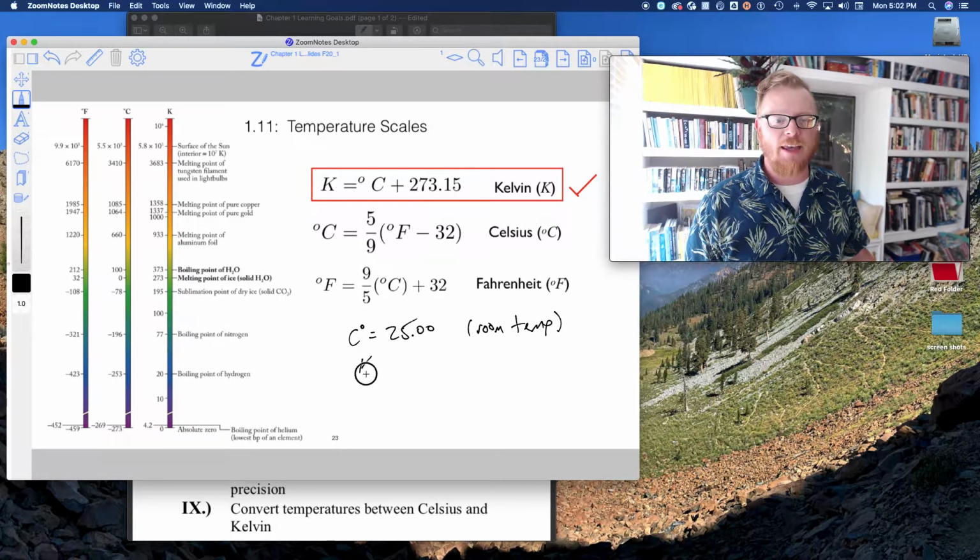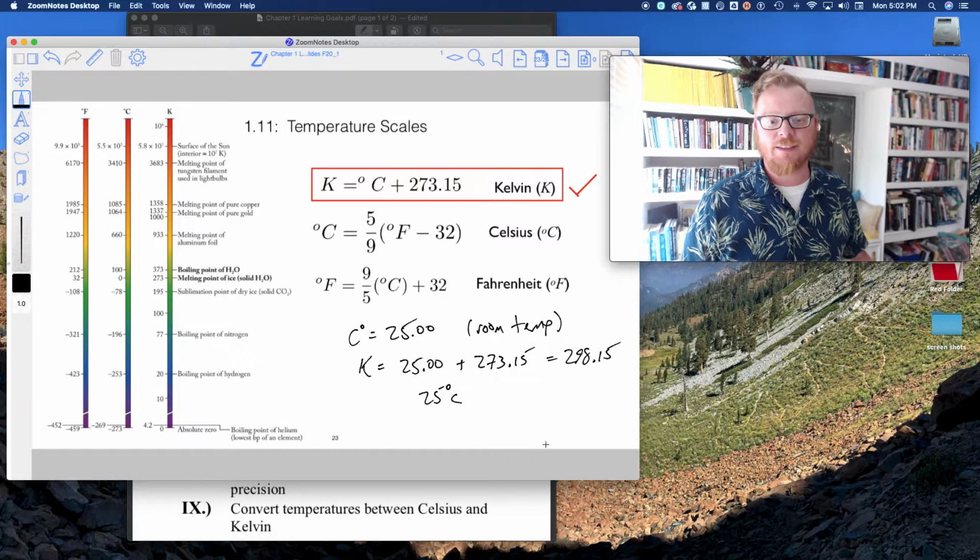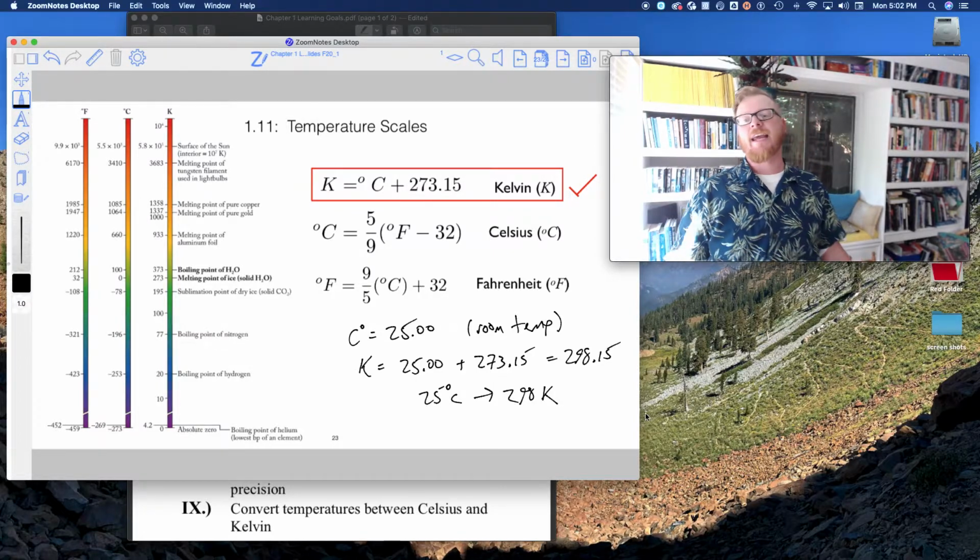So that means in Kelvin, and look at this, significant figure rules with addition, right? 25.00, two decimal places, plus 273.15, two decimal places, equals 298.15. But if I gave you like 25 degrees Celsius and asked you to convert it to Kelvin, then look, there's no decimal places. So that means it would only be 298 Kelvin.